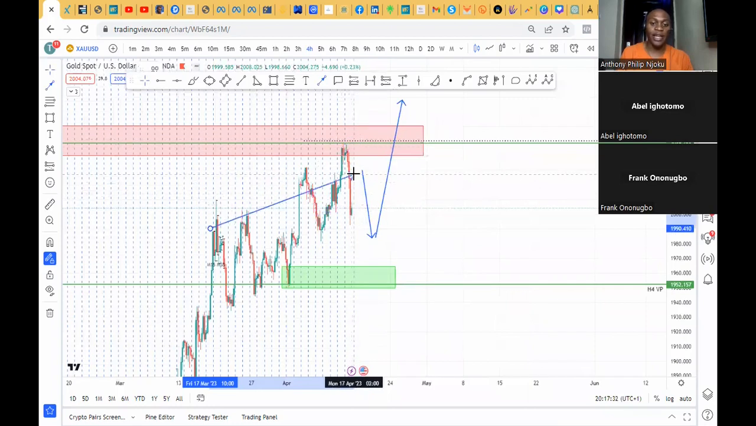So if I see any move to the upside on gold, we'll be dropping to the downside, grabbing some liquidity, and then moving more up. So I expect gold to go more up. Why am I expecting gold to go more up? Because gold is more of a safe haven and it is God's money.